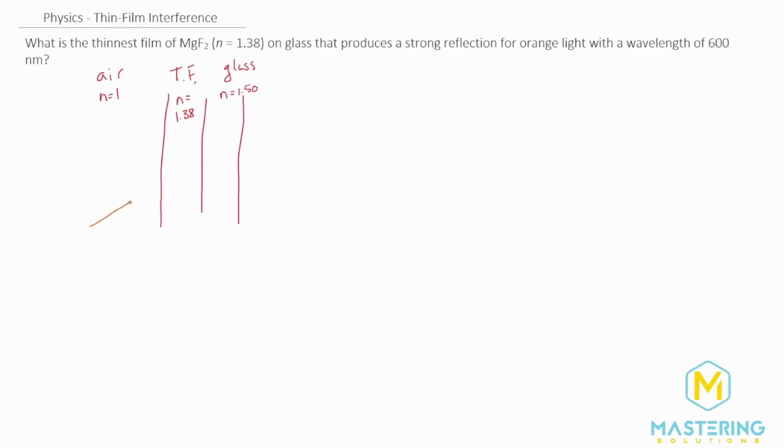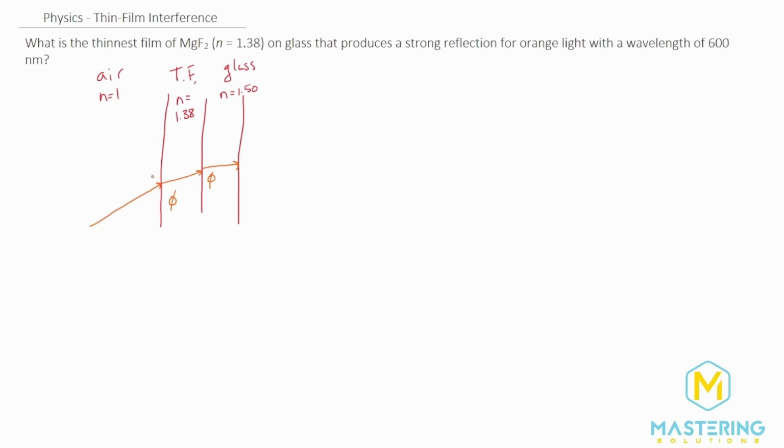So light's going to come in first, and since we're going from a lower to a higher index of refraction, we'll get a phase change. And we're going to bend towards the normal because it gets refracted a little bit. And then we're going to hit a low to high, so we'll have another phase change, and that gets refracted in a little bit more.